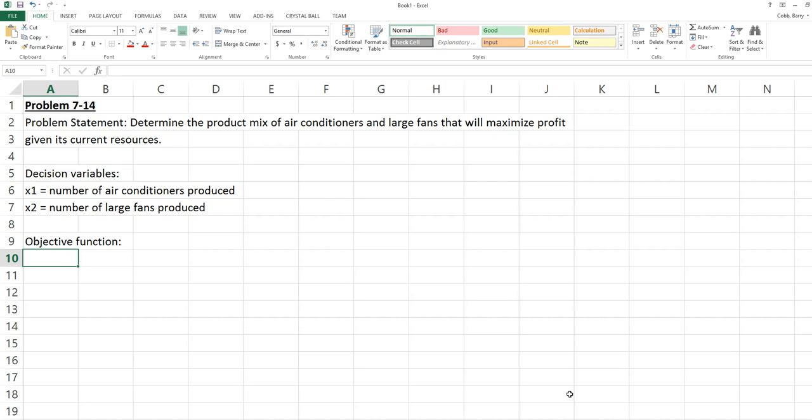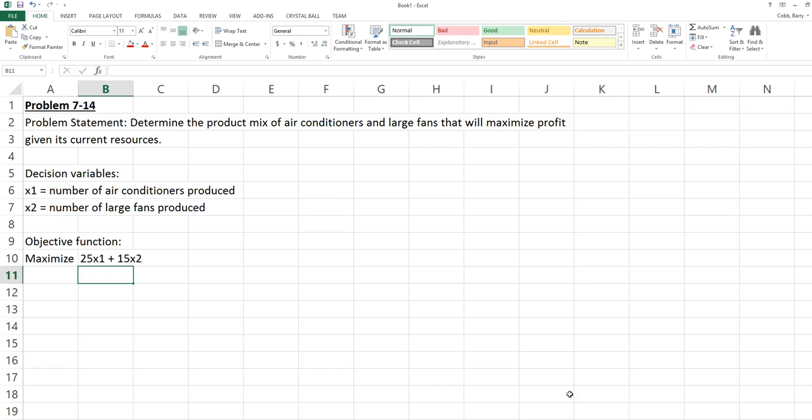The objective function is the quantity that the company wants to focus on when they make the decision. In this case, we want to maximize profit. So the objective is to maximize profit. The objective function is the amount of profit for any combination of the air conditioners and large fans. Since air conditioners sell for $25 in profit, $25 times the number of units of X1 gives us the profit from that product. The per unit profit for each large fan is 15. So 15 times the number of X2 that we select will be the profit from large fans.